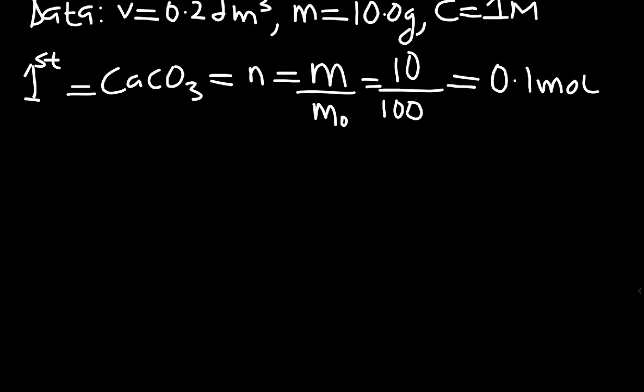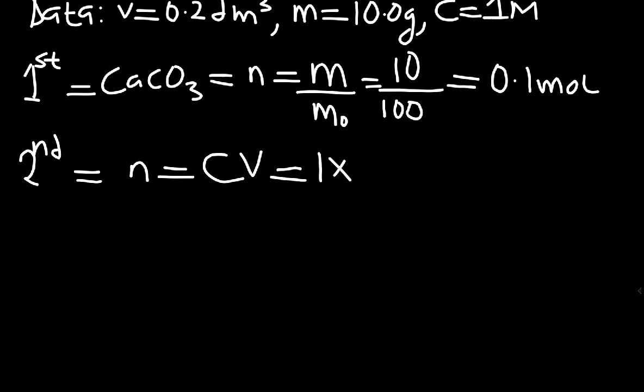The second step, you solve for the mole of HCl. In solving for the mole of HCl, this time you will use mole equals the concentration times the volume. The concentration was given to be 1, times the volume given to be 0.2. So if you punch this, 1 times 0.2, you arrive at 0.2 mole.